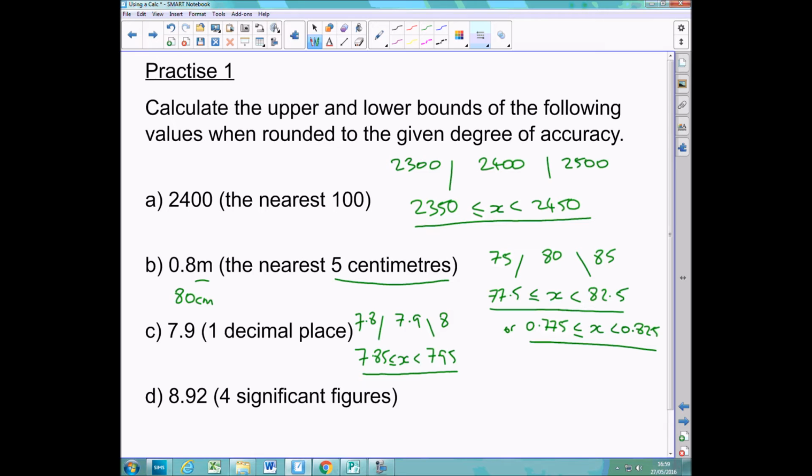And lastly, we've got this value, which is 8.92, and this was rounded to 4 significant figures. So again, this is a bit of a tricky one because this looks like it has been rounded to 3 significant figures. We've only got the 3 numbers there. So actually what we've got here is the number 8.920. So then if we go up by 1 value, it's 8.921 and 8.919, and the values in between are going to be 8.9195 and 8.9205.